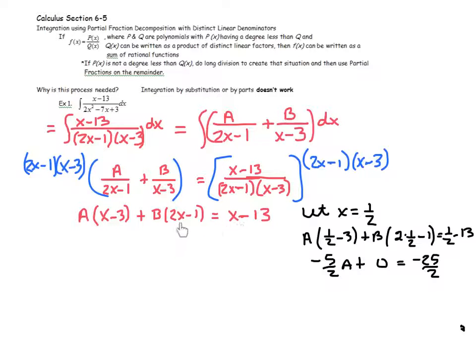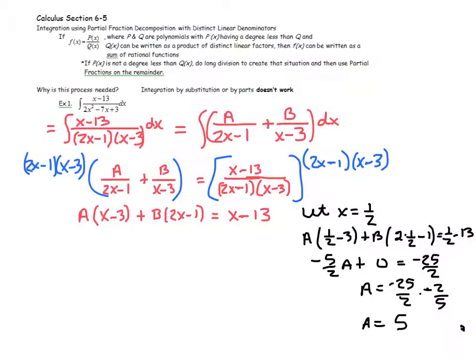Why? Because if I let x equal 1/2, that will get rid of the B, and I'll be able to solve for A. So I let x equal 1/2, plug in 1/2 for all the x's. That'll put 0 as a coefficient for B, and I'll have negative 5/2 A equal negative 25/2. And when I solve, A will equal 5, as you can see.